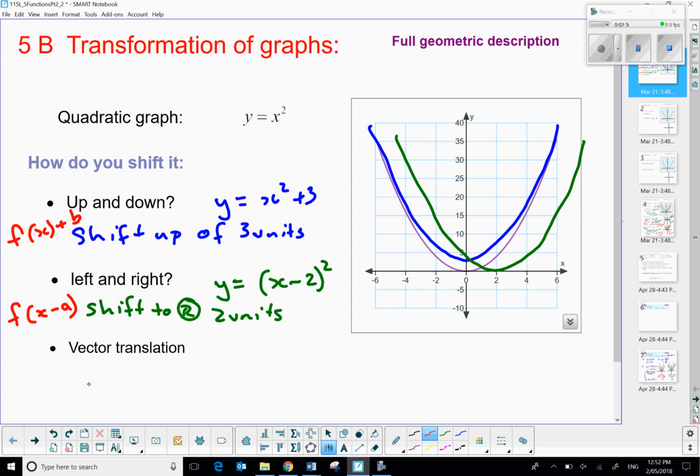So if we had a vector translation where we've got a vector change of (a, b), that means we've got f of x minus a, plus b. So the y change is outside the function, whereas the x change or shift is within, it's affecting the x, so it's within that part of the notation. So at the end of this section here, we do a lot of practice with that.